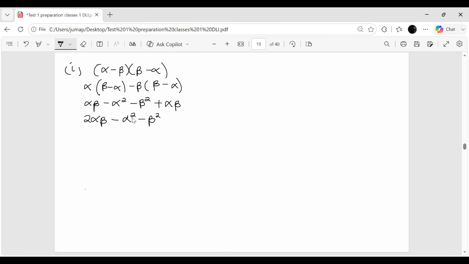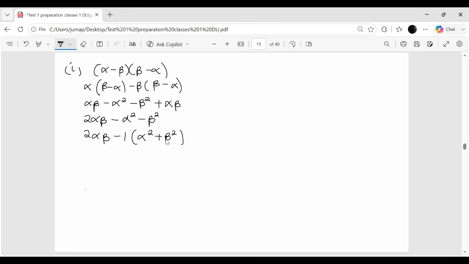Now what I did when I was solving this question: I have 2 alpha beta, then I have this one. What is common between the two? Negative 1. So I'll say what is common is negative 1. Then I'm going to have alpha squared plus beta squared, because negative 1 into alpha squared is negative alpha squared, and negative 1 into beta squared is negative beta squared.